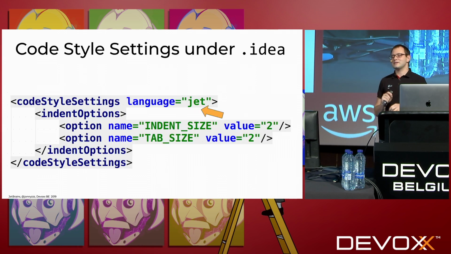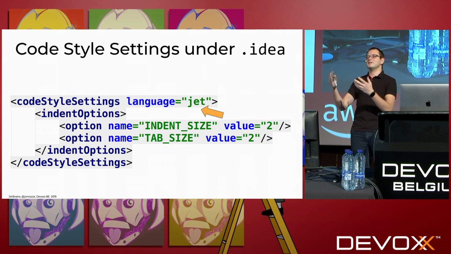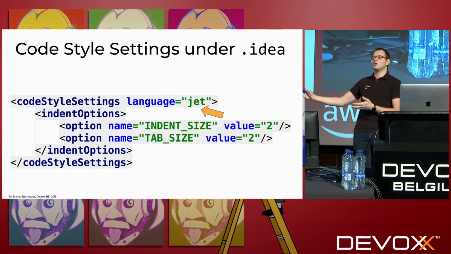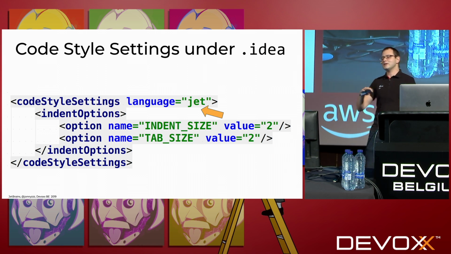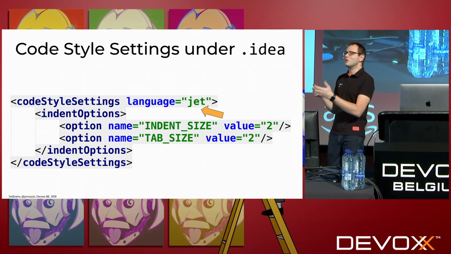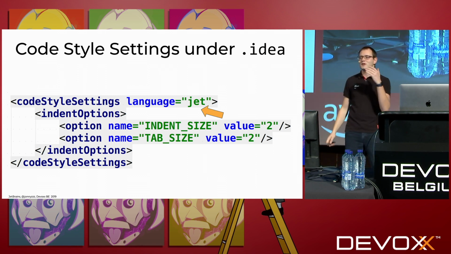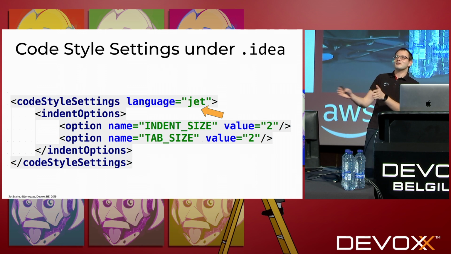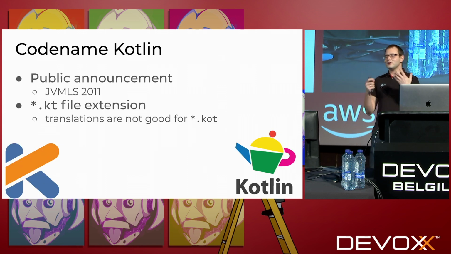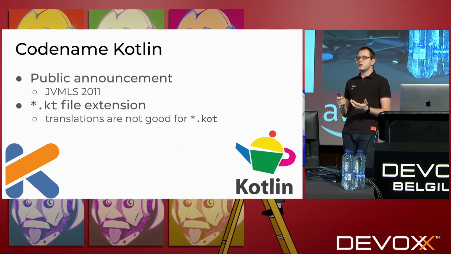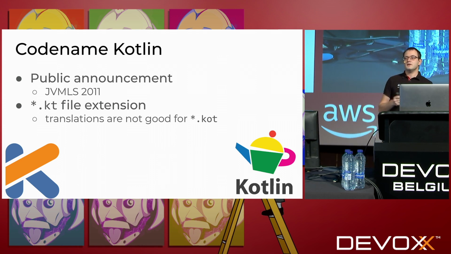So this is the XML, the code style settings you may have seen in the .IntelliJ folder somewhere underneath your projects, which are pretty old. I think they finally renamed it to Kotlin back in those years, but it still kept the old name longer. And this was somewhere closer to our first official announcement or discussions at the JVM Language Summit somewhere in 2011. The language was named Kotlin, and the extension was selected to be KT.